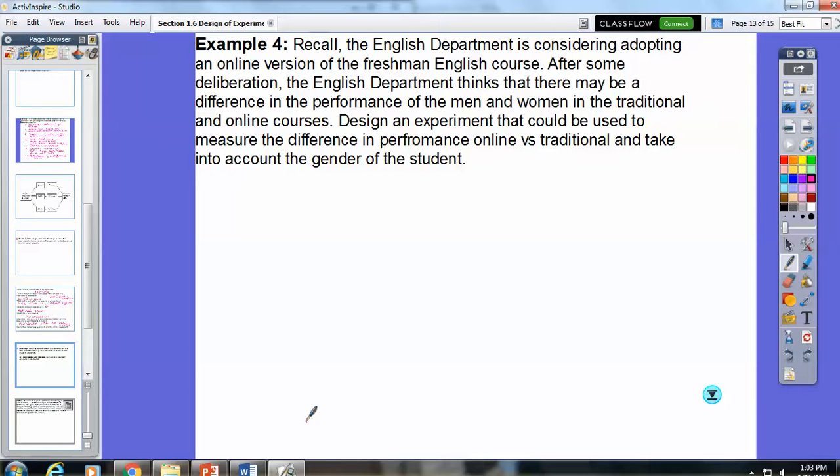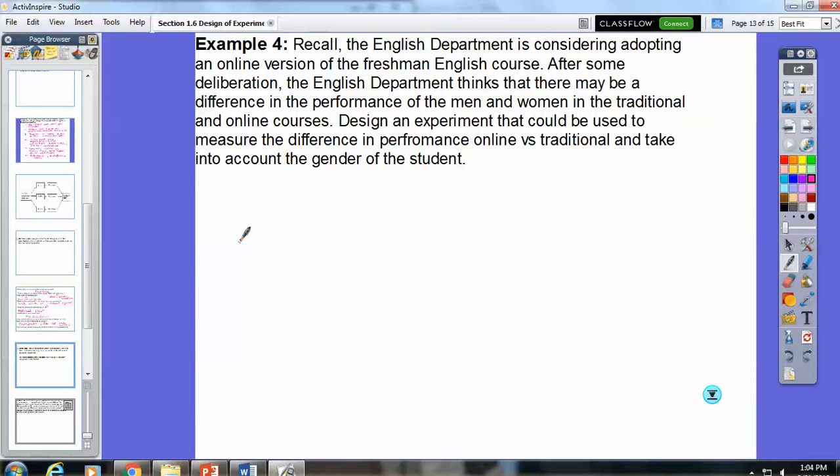Okay, so let's go back to our English department scenario. After some deliberation, they think that there might be a difference in the performance of the men and the women in the traditional versus online courses. So how could I change my experiment to measure the performance of online versus traditional and take into account the gender? They can do the stratifier. Break them into groups and make sure there's an equal amount of men and women in each class.